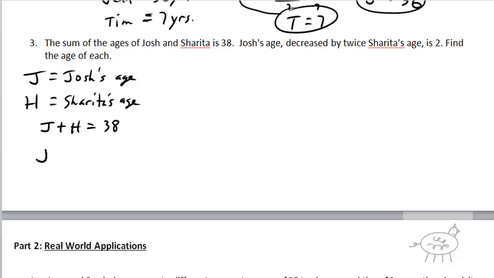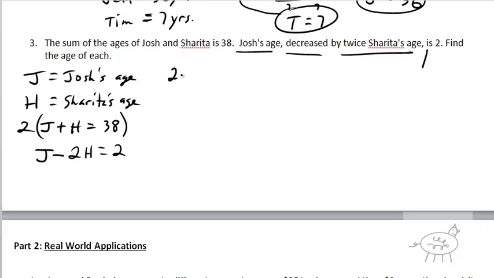So Josh's age, and look at where it says the difference is. Just follow along. If you have Josh's age decreased, so minus twice Sharita's age, so 2 times Sharita's age, which is 2H, is 2. Okay? So this is elimination, not substitution. I'm going to multiply the top one by positive 2, because I want to eliminate the H. You could have multiplied the top by negative 1 to get rid of the J, either one.